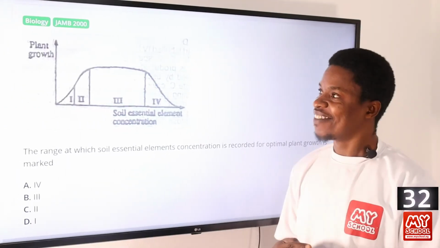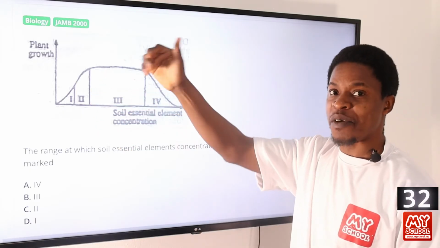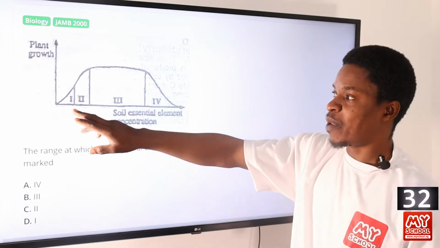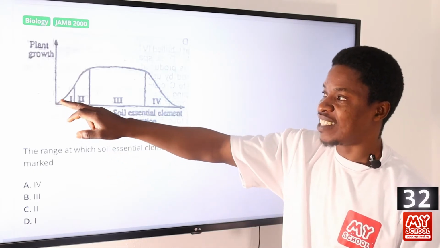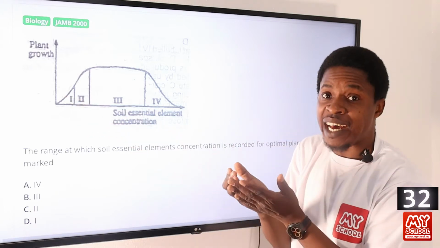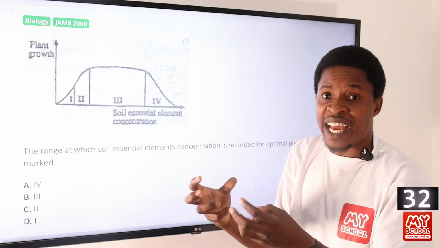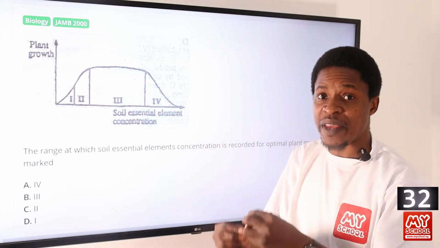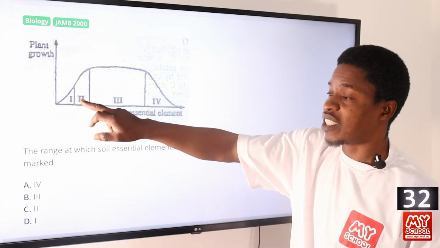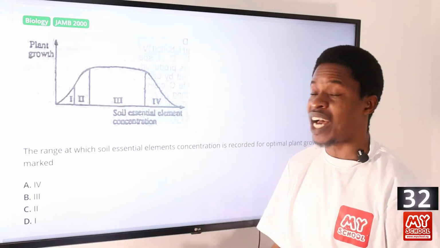Question 32. This curve is just the same one we saw in the previous question, question 31. I explained already that Roman figure I is the lag phase. That's where the nutrients are being gathered together in the soil, and the plants are just trying to get the nourishment so that they can grow. Then we have the second part here, which is II. That is the log phase, which is the growth. That's where the growth actually takes place.